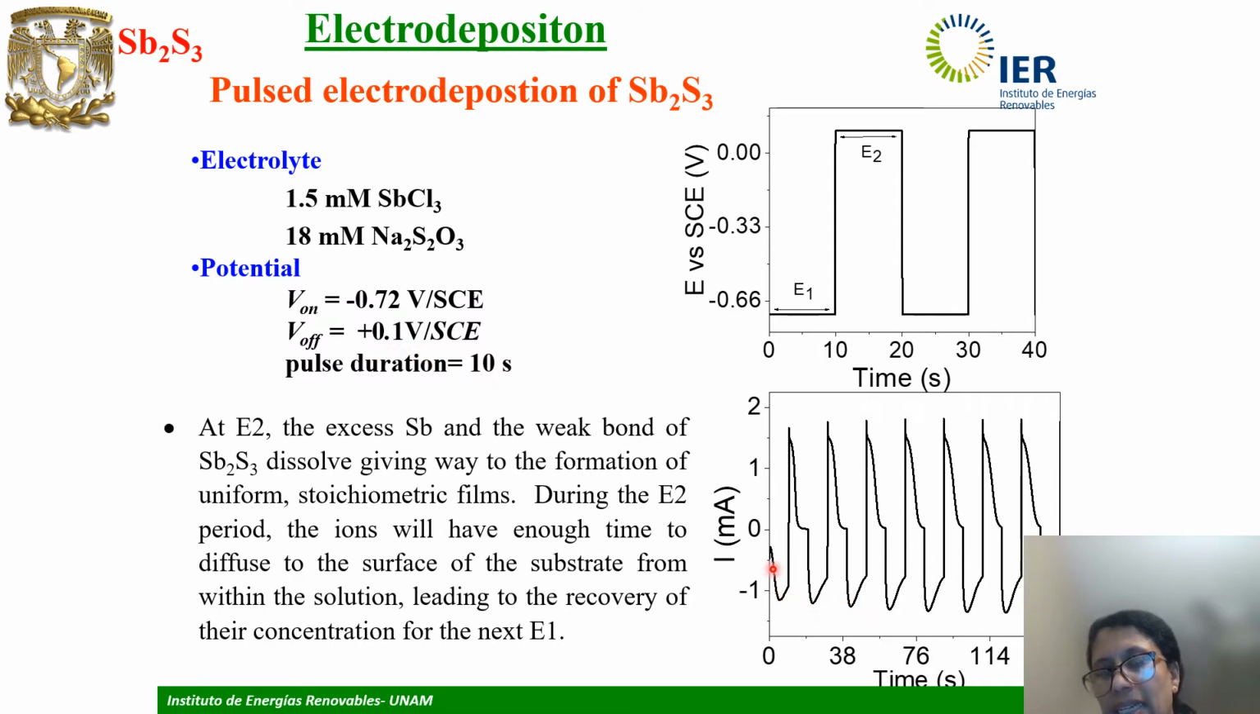You can see that in this case, these are the real potential pulses. This is the current and the time during the electrodeposition. This is during the deposition and this is during the dissolution.